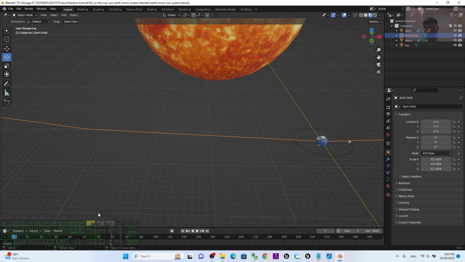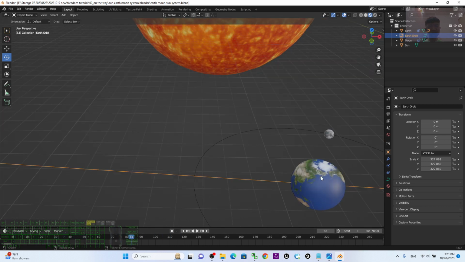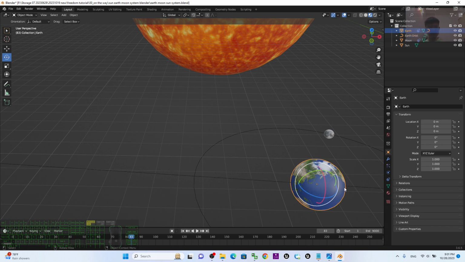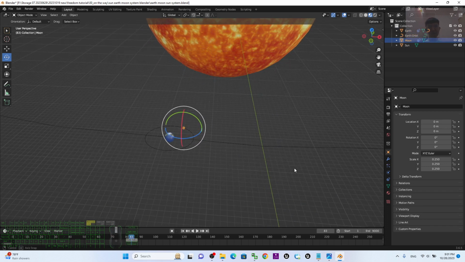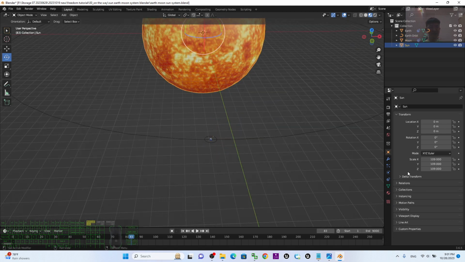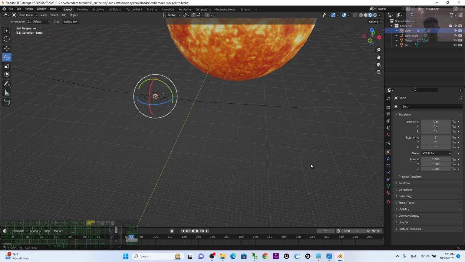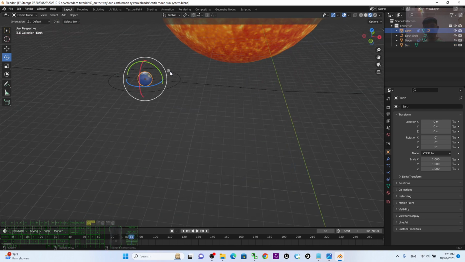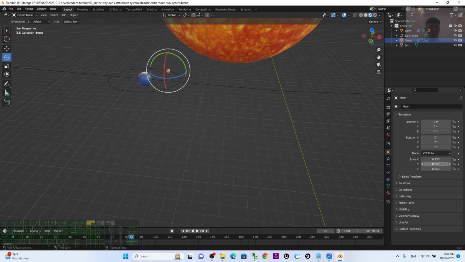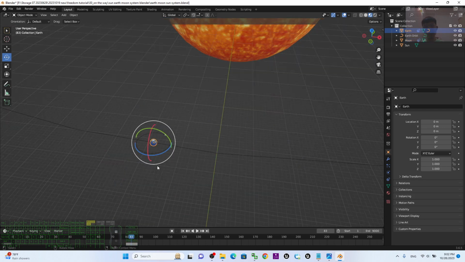Now if you drag the timeline, you can observe that all of the planet scales, the Earth scale, Moon scale and the Sun scale, are already in the correct scale. Let's say the Sun's diameter is 109 times that of the Earth, and you can see the Moon scale is 0.25, about 1/4 of the Earth. And look at the orbits, everything is already completed.